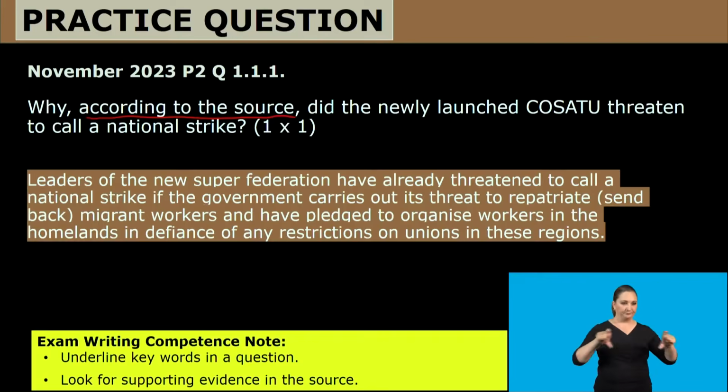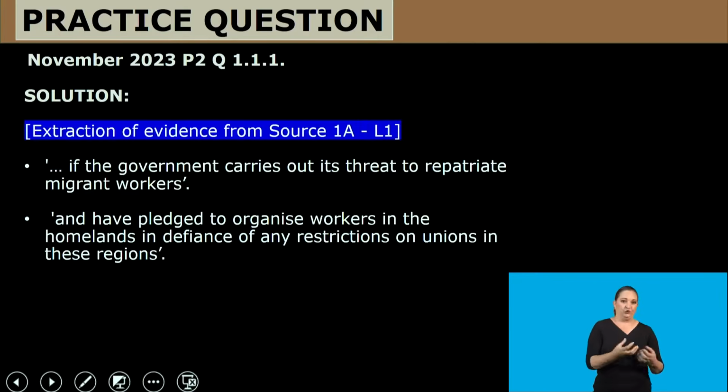Now the source reads, leaders of the new super federation had already threatened to call a national strike if the government carries out its threat to repatriate or send back migrant workers and have pledged to organize workers in their homelands in defiance of any restrictions on unions in these regions. So that is information in the source.